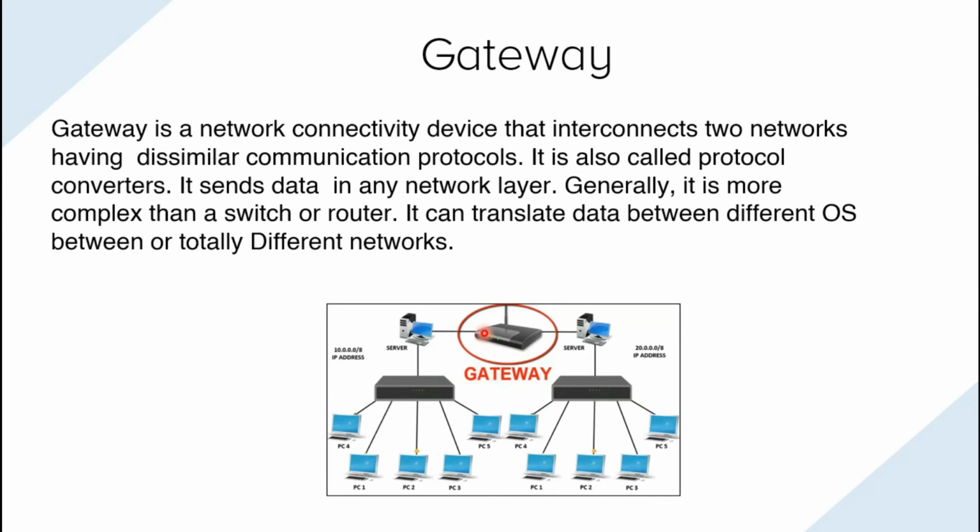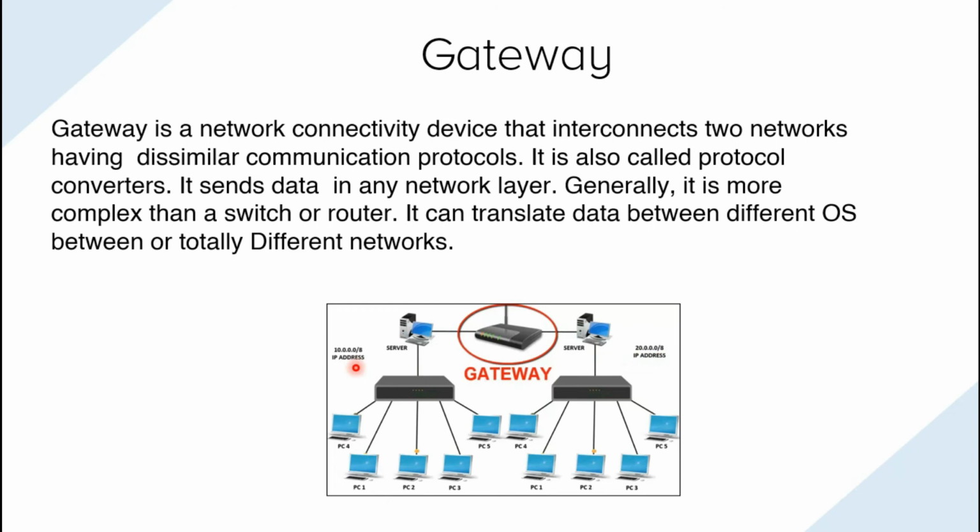You can see here in the diagram, here is a server with a certain IP address 10.0.0.0/8, and then there is another server with IP address 20.0.0.0/8. So they have different IP addresses, which means they are connected to dissimilar networks with different protocols.